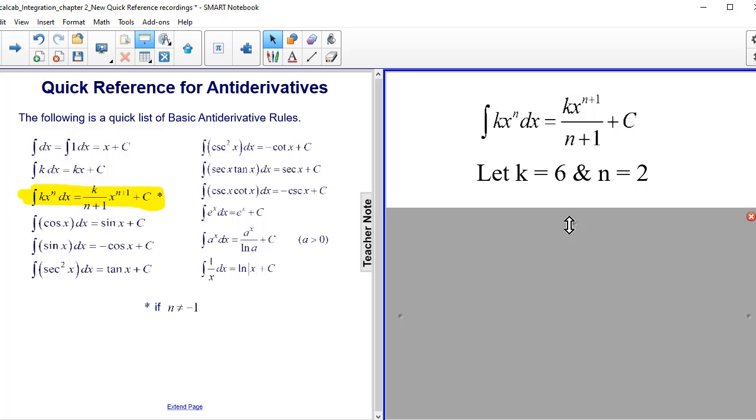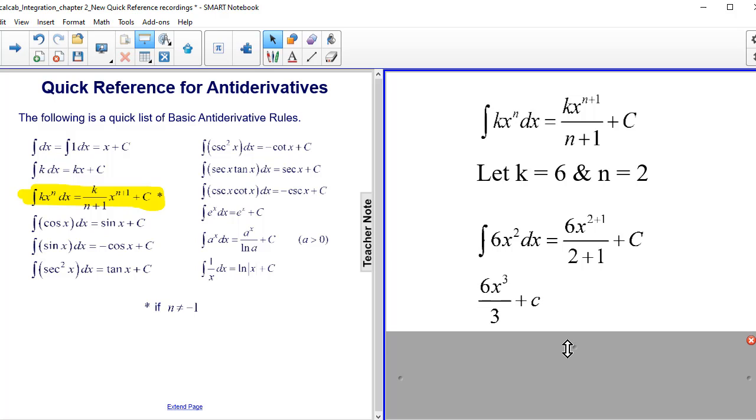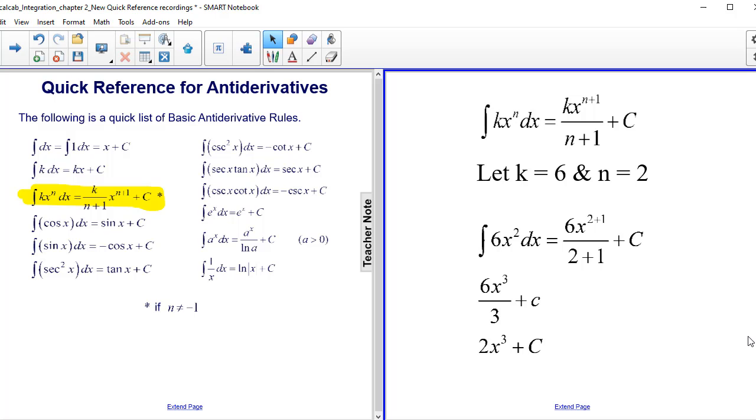So let's say k is equal to 6 and n is equal to 2. So we want to find the antiderivative of 6x squared dx. And we do that by adding 1 to the exponent. So that's why I have 6x to the 2 plus 1 power. And then I introduce a denominator, which is also n plus 1, or in this specific case, it's 2 plus 1. And we don't forget our constant of integration. Simplifying this, we have 6x cubed divided by 3 plus c, which gives us 2x cubed plus c.